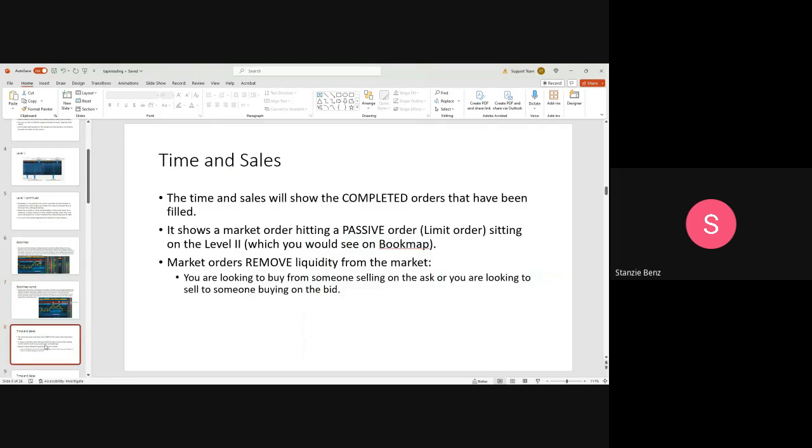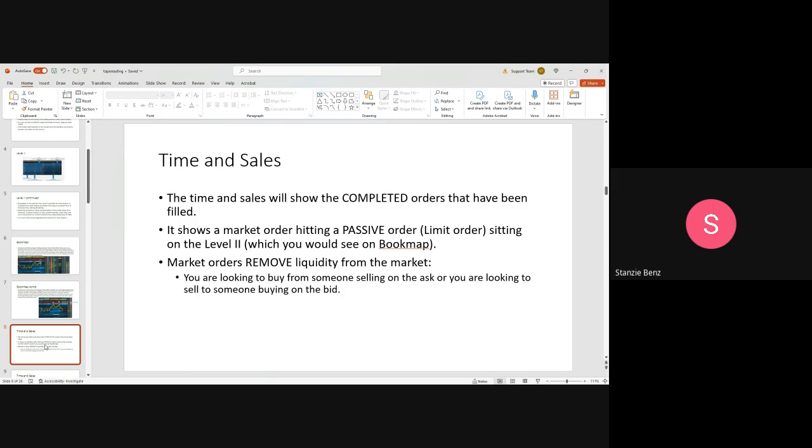Time and sales. That's the next aspect of reading tape that needs to be understood. So the time and sales are going to show the completed orders that have been filled. So it shows when a market order hits a passive order, being the limit order that was on the book, which you saw in the level 2.